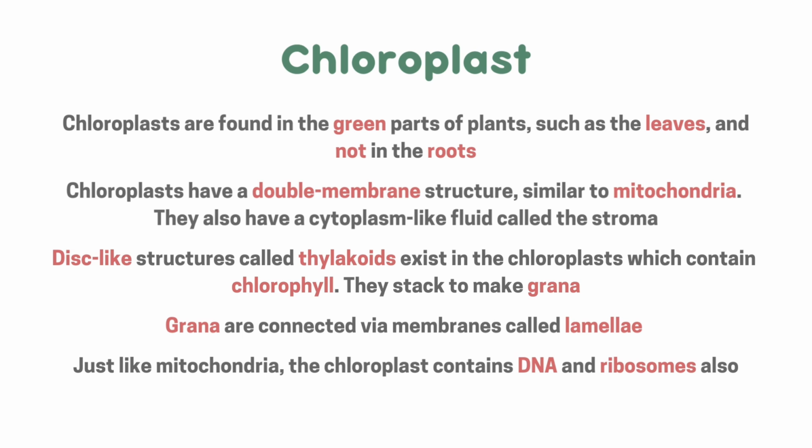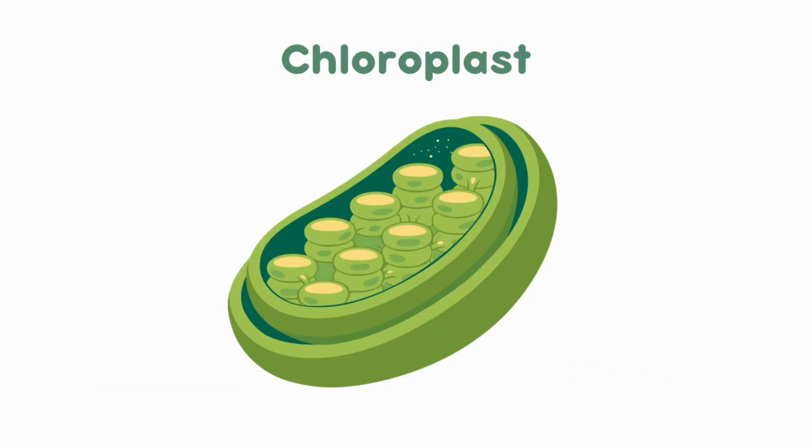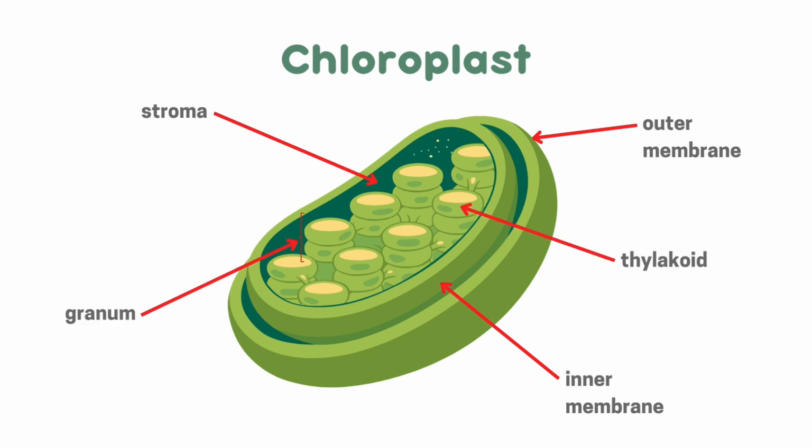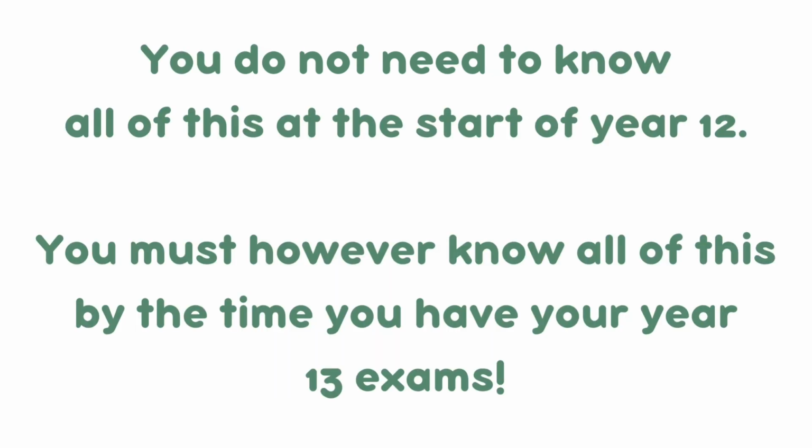Just like mitochondria, the chloroplast contains its own DNA and ribosomes. The chloroplast also contains starch grains produced in photosynthesis. Now here's the structure of the chloroplast, containing the outer membrane, inner membrane, stroma, thylakoid, granum, lamellae, ribosomes, and the starch grains. We rushed through this part because you'll go into a lot more detail about the structure of the chloroplast in year 13 when you study photosynthesis. Like I said, you do not need to know all of this at the start of year 12. You must, however, know all of this by the time you have your year 13 A-level exams.